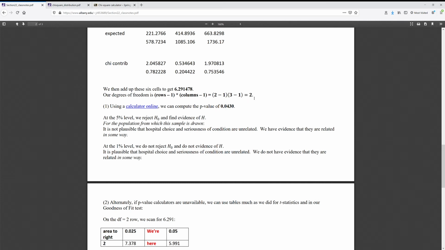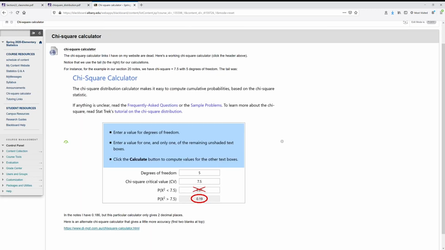So backing up a bit, if our chi-squared is 6.29178, and with luck I can copy that, and degrees of freedom 2, then pick either one of these calculators. Let's do them both.